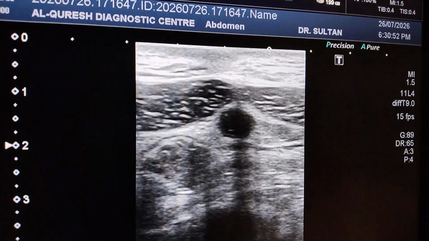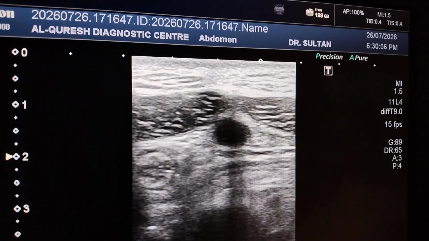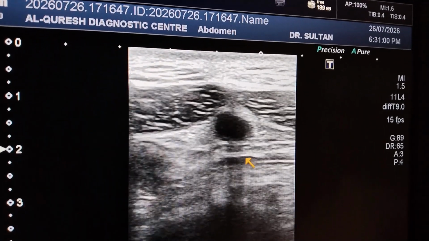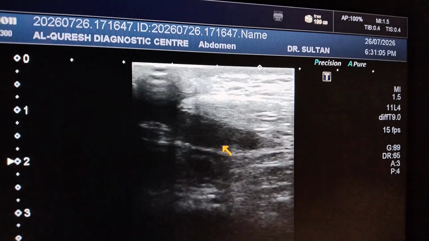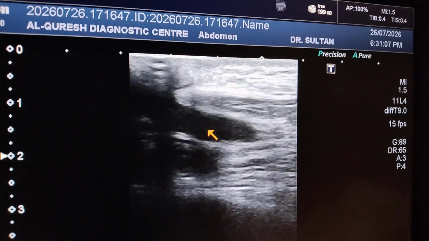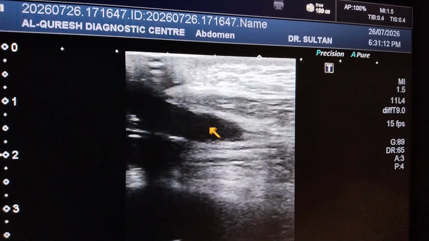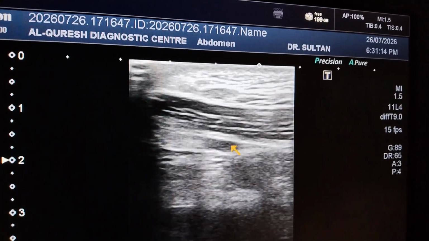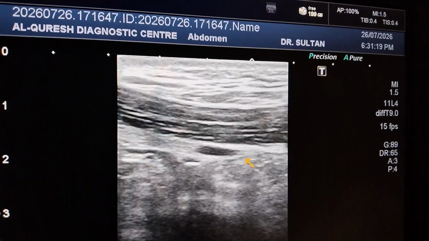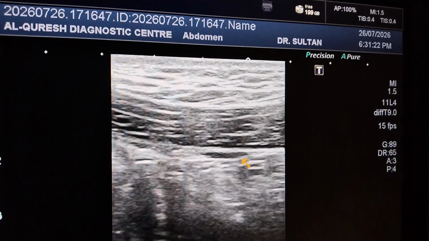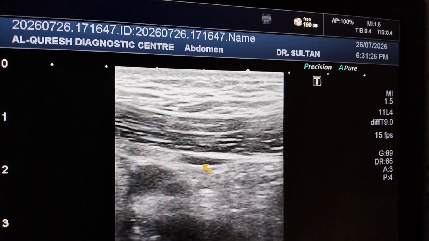I have placed the probe at the umbilical region, and here we can appreciate this tubular structure that is extending from the umbilicus. This is umbilical tissue, extending downward in the midline toward the pelvic region, maybe reaching the urinary bladder. This one.